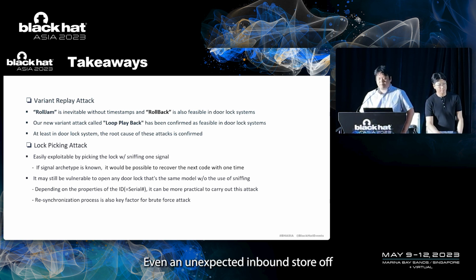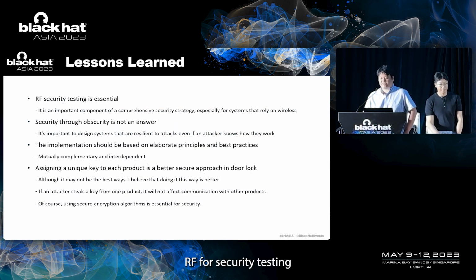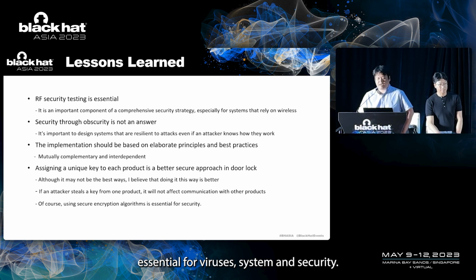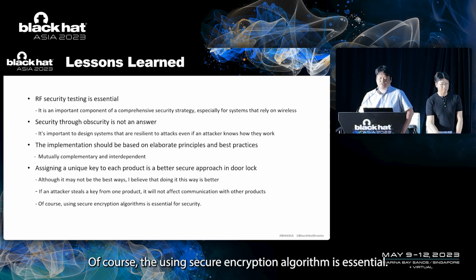Even in unexpected events, the door lock should not accept a large counter value that exceeds the specific range. RF security testing is essential for wireless systems, and security through obscurity is not a solution. Systems must be designed to be resilient to attacks, even if the attacker knows how they work. Although it may not be the best approach, I believe that assigning a unique key to each product is a better, more secure approach for door locks. Of course, using a secure encryption algorithm is essential.